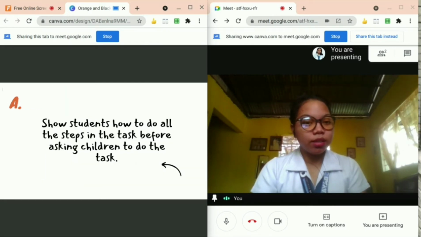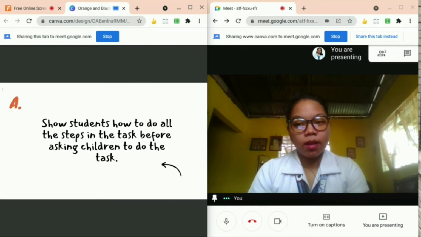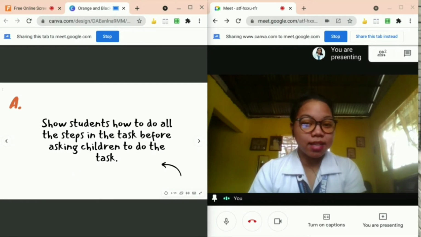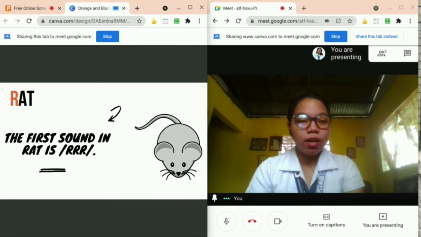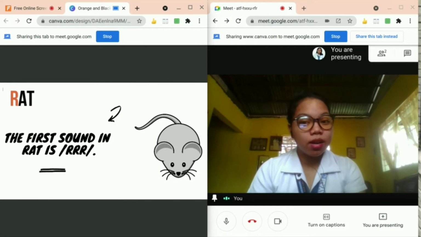So I have here 3 instructions or points to remember, some examples, and a short activity. Let's start with the instructions and examples first. For the first one, show students how to do all the steps in the task before asking children to do the task. For example, the word rat is made up of 3 different sounds. The first sound in rat is r. Rat begins with r. Okay, everyone, say the first sound in rat.